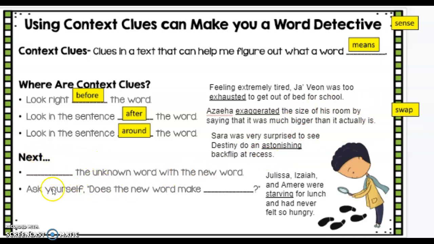Next, blank the unknown word with the new word. So like we just did, you want to swap the unknown word with the new word and ask yourself, does that make sense? Our example here: Jalissa, Isaiah, and Amir were starving for lunch and had never felt so hungry. So if we were to swap it and say that Jalissa, Isaiah, and Amir had never felt so hungry for lunch, that makes sense. They were very hungry.